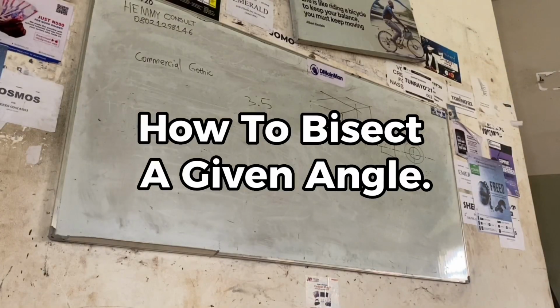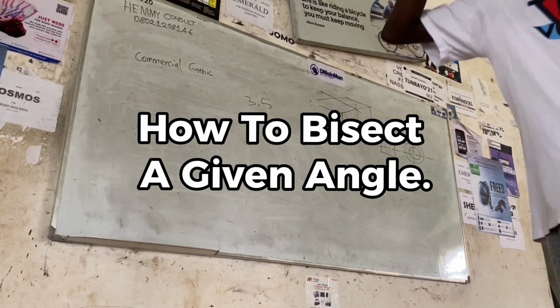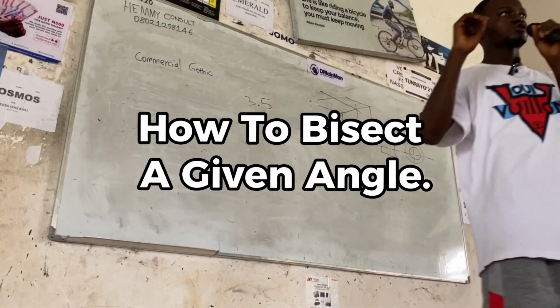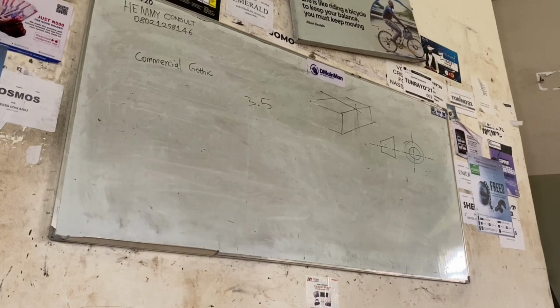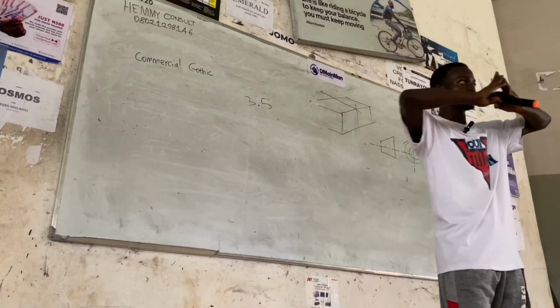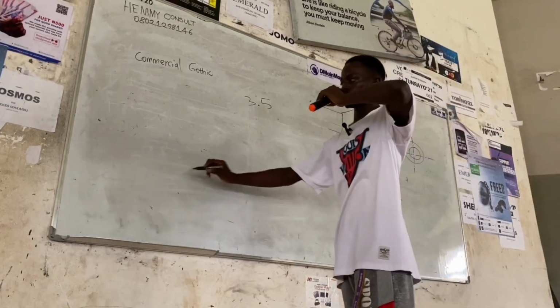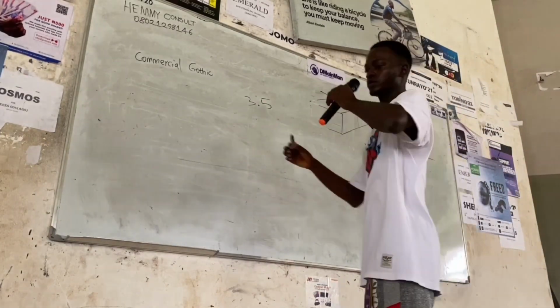Bisection of a given angle. For us to bisect a given angle, two lines must have met, like two lines must intersect each other. So let's assume we have line AB.